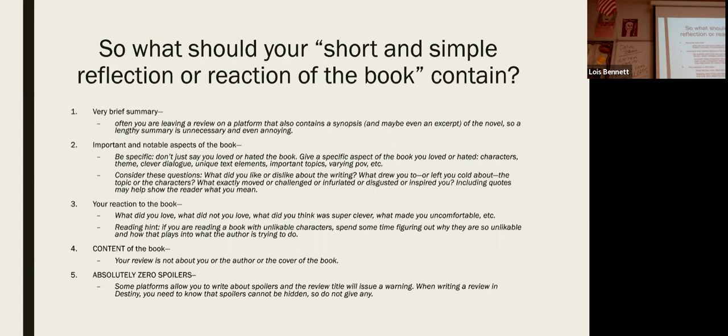Okay. Number 3, your reaction to the book. What did you love? What did you not love? How did it make you feel? If you're reading a book with unlikable characters, spend some time figuring out why they're so unlikable and how that plays into what the author is trying to do.